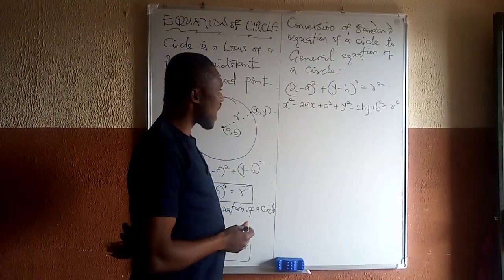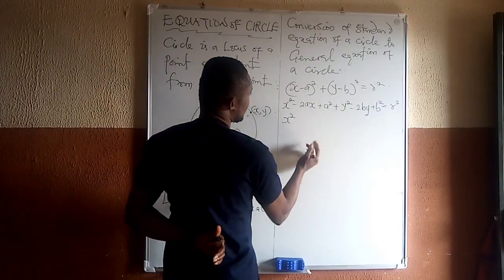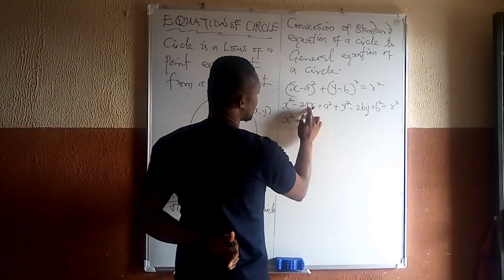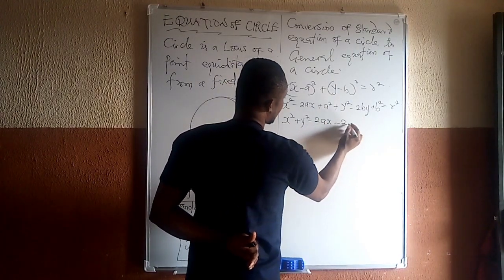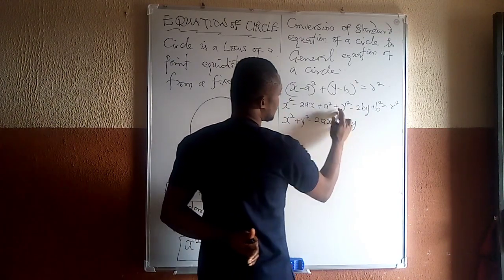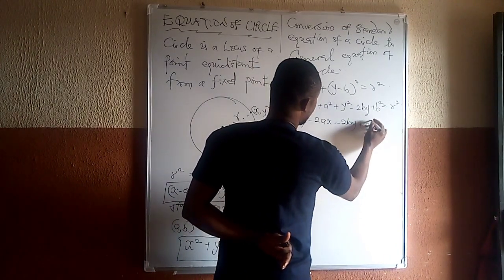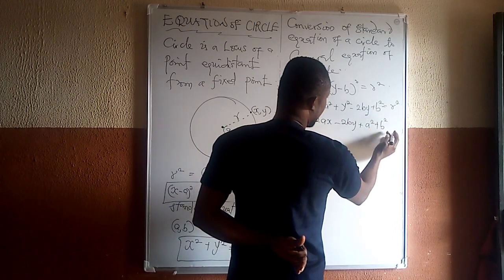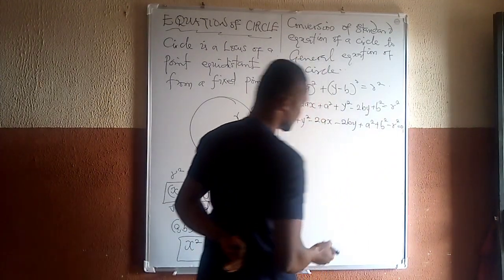Then we are going to arrange this. We have x squared plus y squared minus 2ax minus 2by plus a squared plus b squared. If you subtract r squared from both sides, we have minus r squared equal to 0.